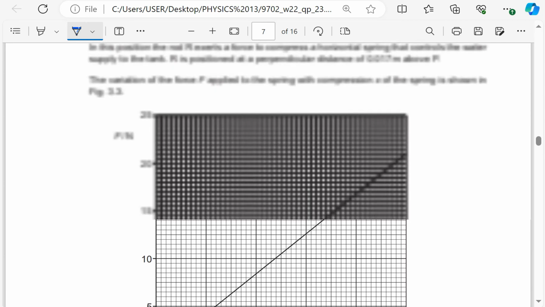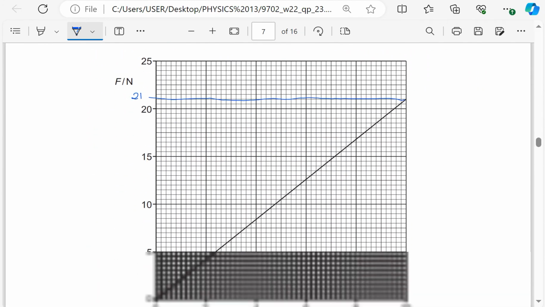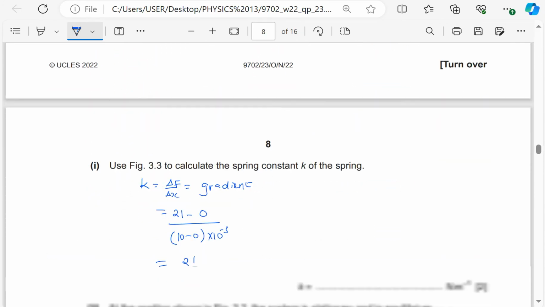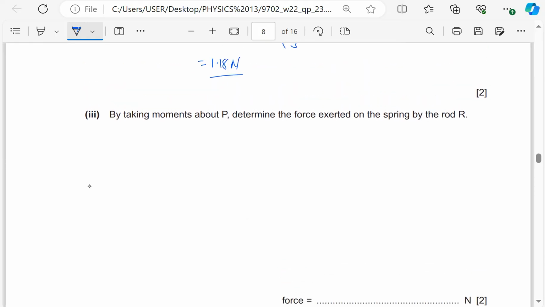So taking moments about that point, let me check the perpendicular distance. This is 0.29 for the weight of the sphere. It's also 0.29 for the upthrust, but it will be 0.017 for the tension. Okay. So by taking moments about P, determine the force exerted on the spring by the rod R.